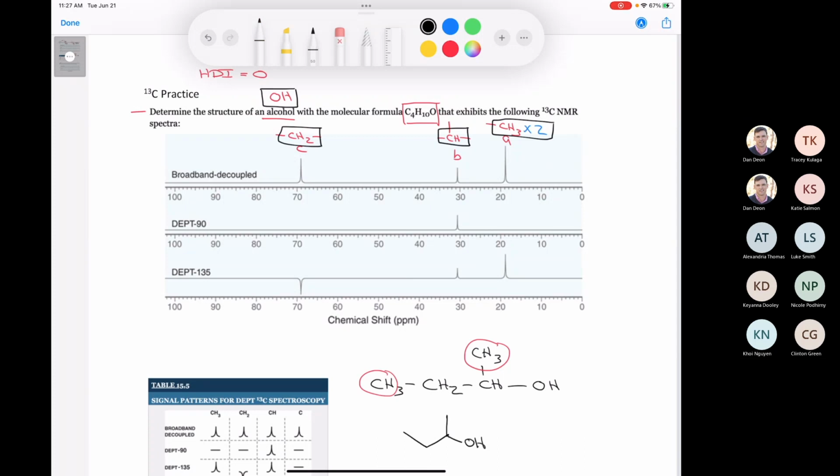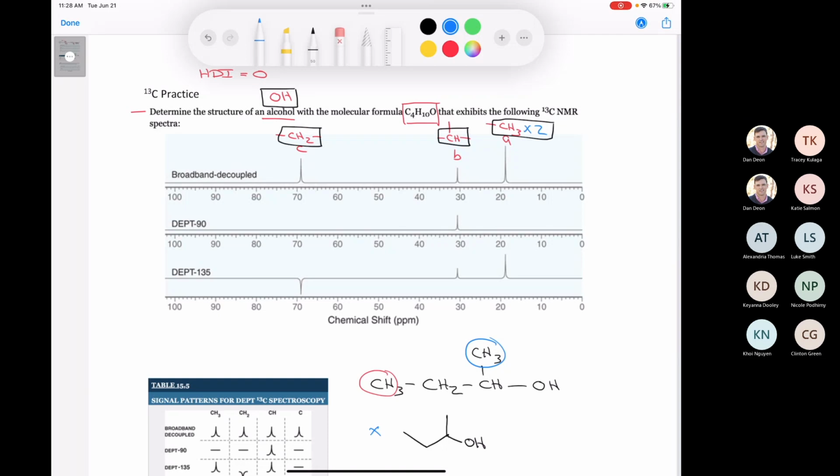All right, and you can see that the two methyl groups that I have in the red circles are not chemically equivalent. They are not electronically equivalent. They are actually different from each other. So that means that this structure cannot be correct. Okay, that structure cannot be correct.